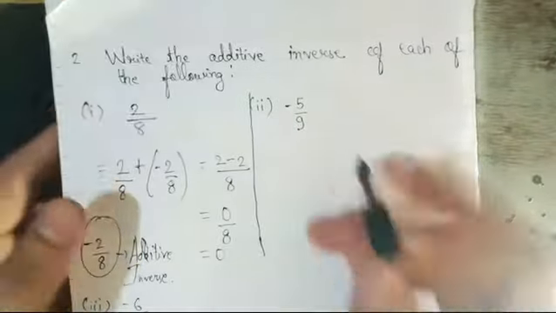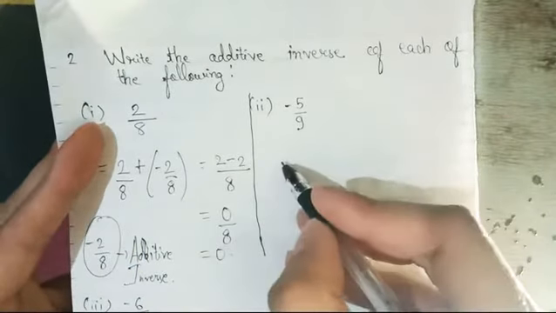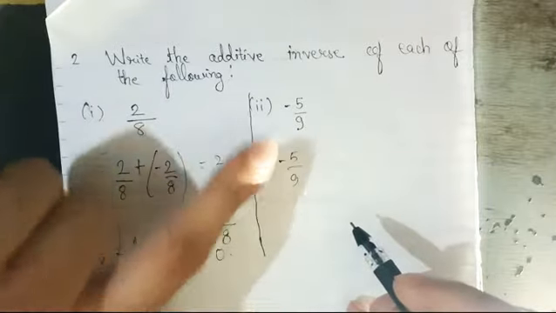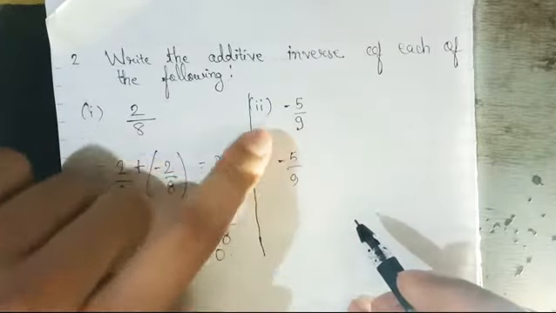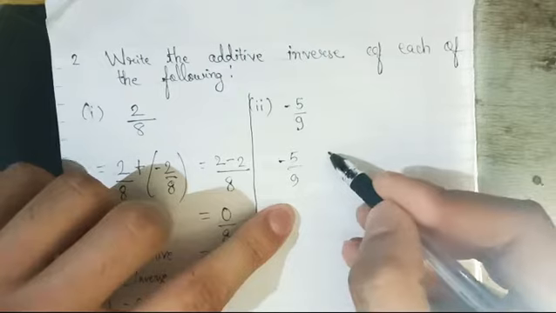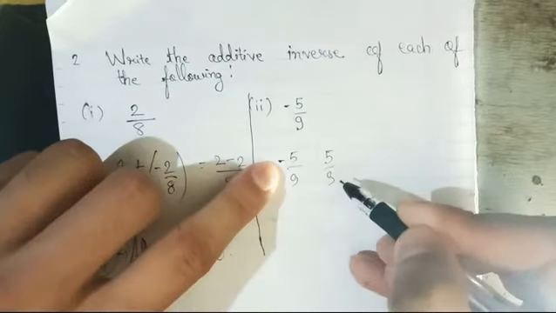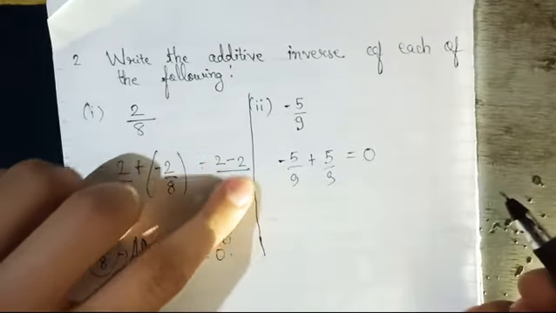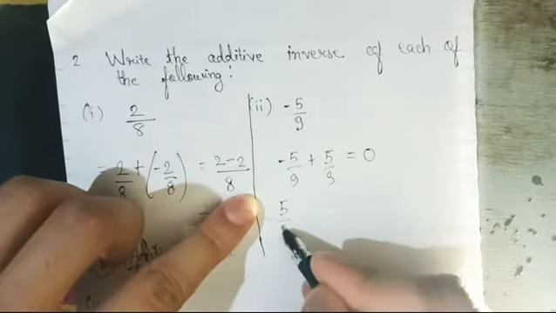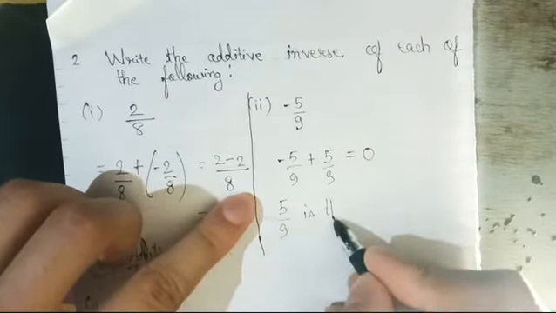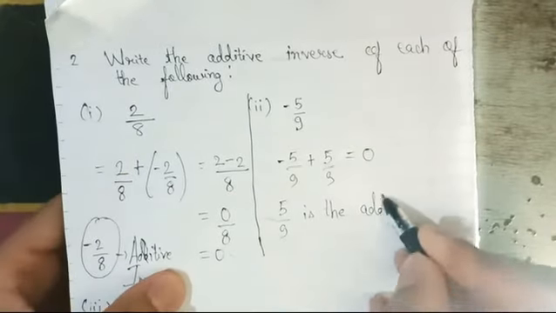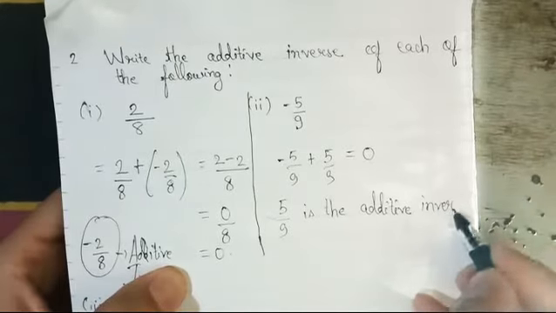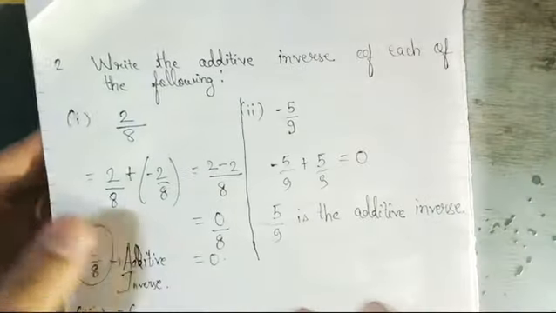Okay, similarly in the next question, minus 5 upon 9 is given to us, and we have to see just the opposite of this number. 5 upon 9 is there, so 5 upon 9 will be there, and here negative sign, so here positive sign. Okay, and then the answer will be 0. So we can say 5 upon 9 is the additive inverse.